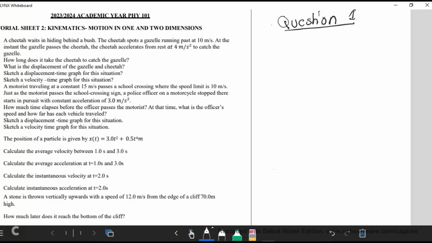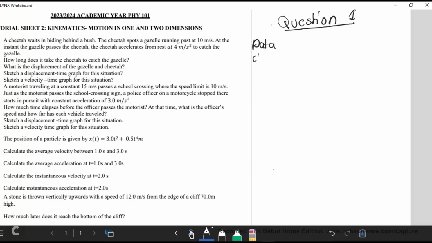So Question 1 says that a cheetah waits in hiding behind a bush. The cheetah spots a gazelle running past at 10 meters per second. At the instant the gazelle passes, the cheetah accelerates from rest at 4 meters per second squared to catch the gazelle. The first question says, how long does it take the cheetah to catch the gazelle? So before you do anything, you need to take the data.